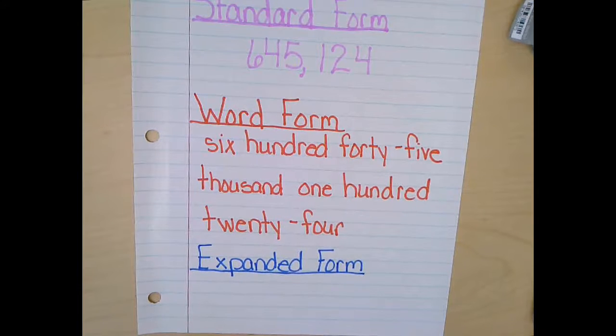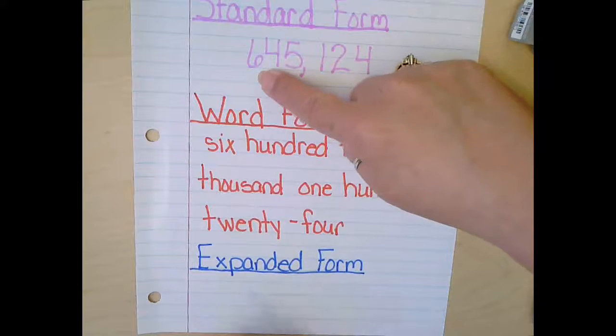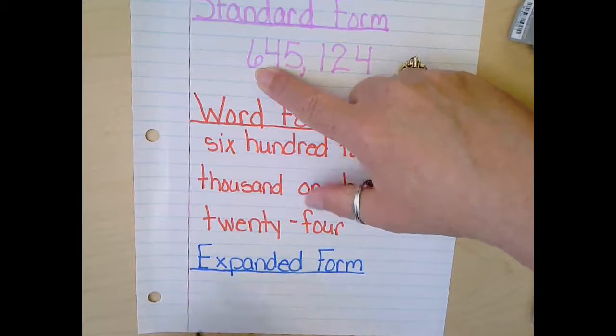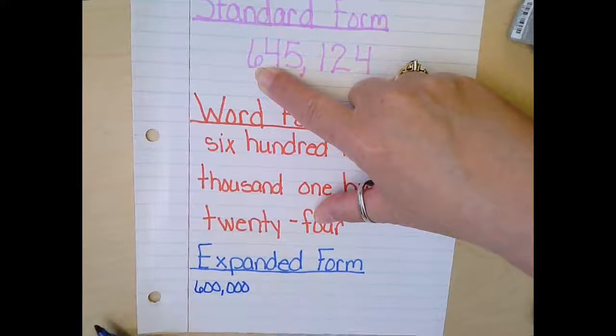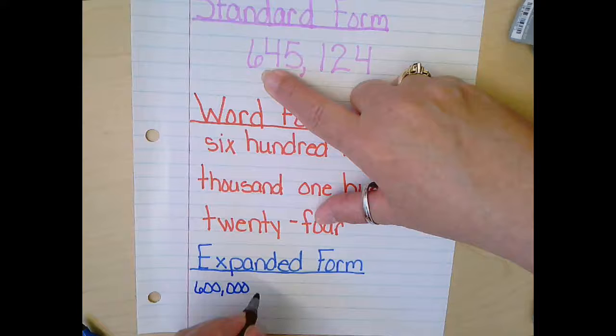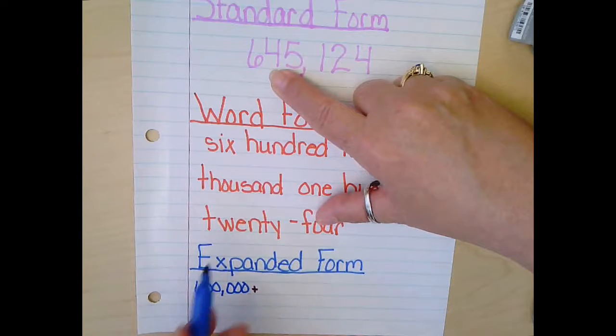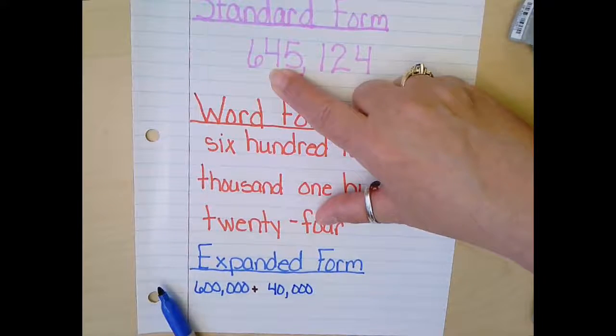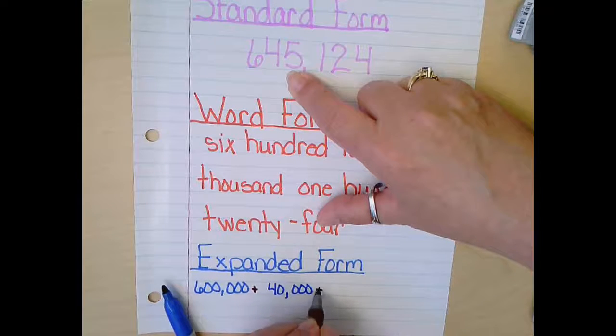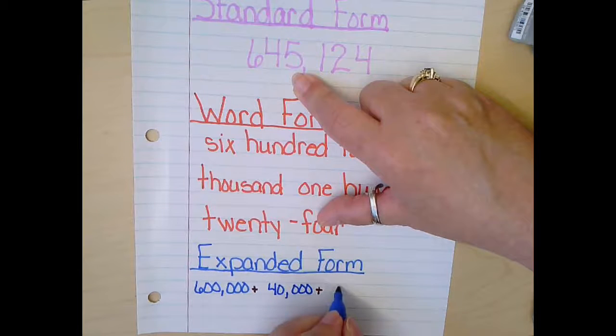So let's begin with our 6. What is the value of that 6? The value of that 6 is 600,000. We have to make sure we add a plus sign. 600,000 plus 40,000. To that we're adding 5,000.